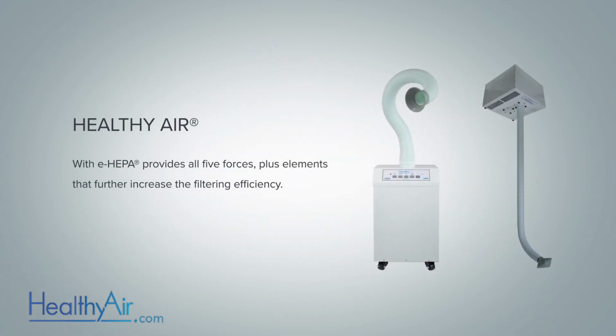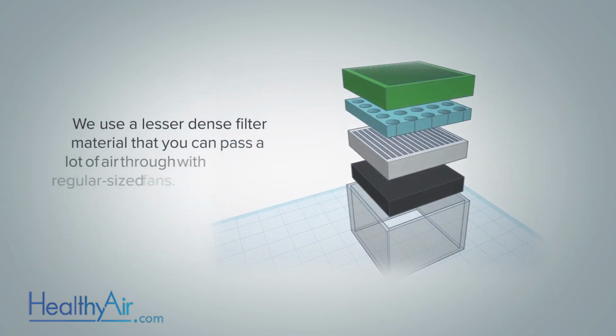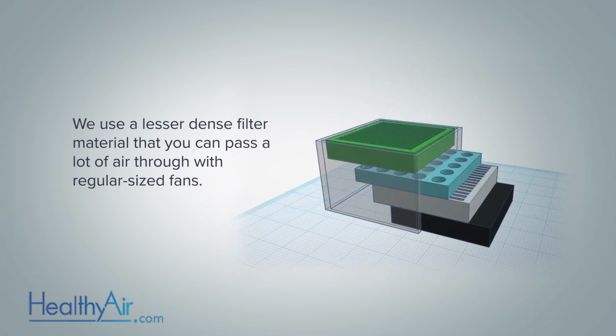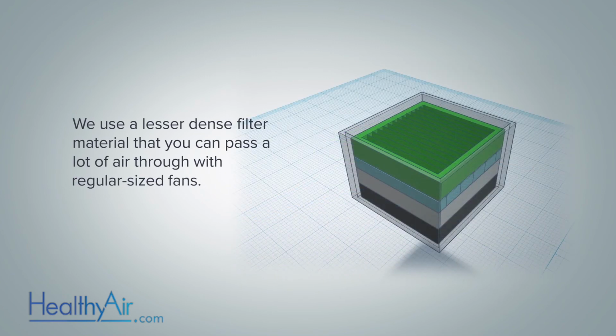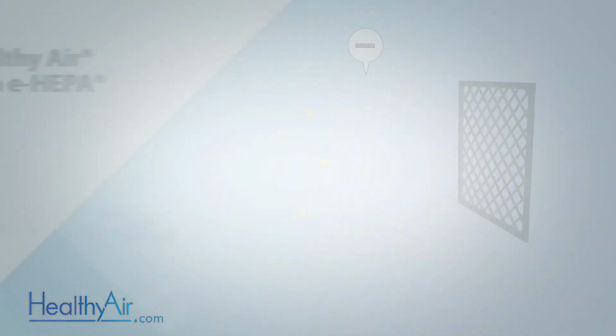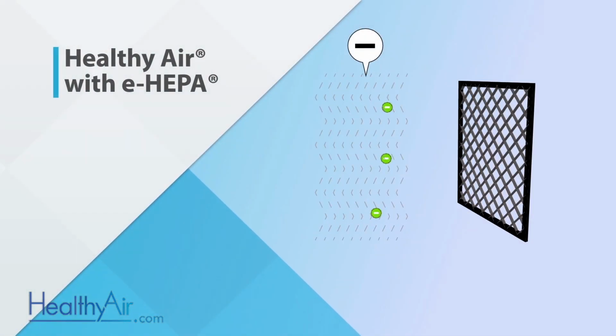HealthyAir with eHEPA provides all 5 forces, plus elements that further increase the filtering efficiency. We use a lesser dense filter material that you can pass a lot of air through with regular size fans. Before passing through that filter, we give a negative electrostatic charge to the particles. We then apply an energy field to the filter, polarizing the fibers of the HEPA filter to have the opposite charge. Then the electrostatic attraction of the negative charge on the particle toward the positive charge on the fibers of the HEPA filter will help capture the smallest particles at the highest rate.